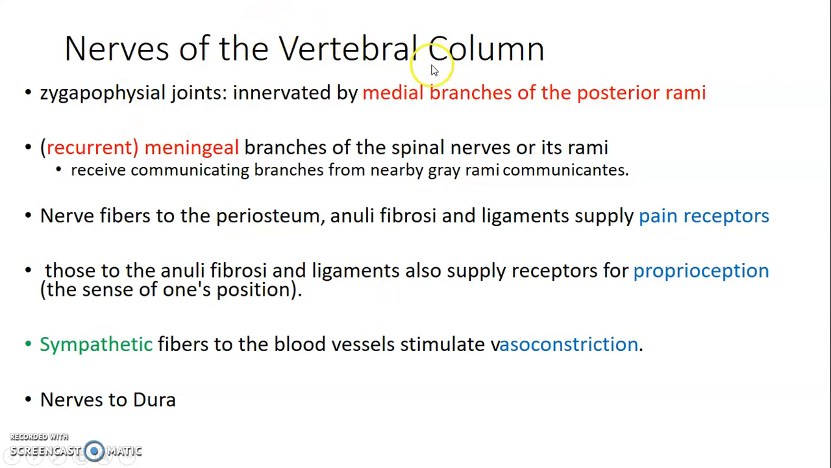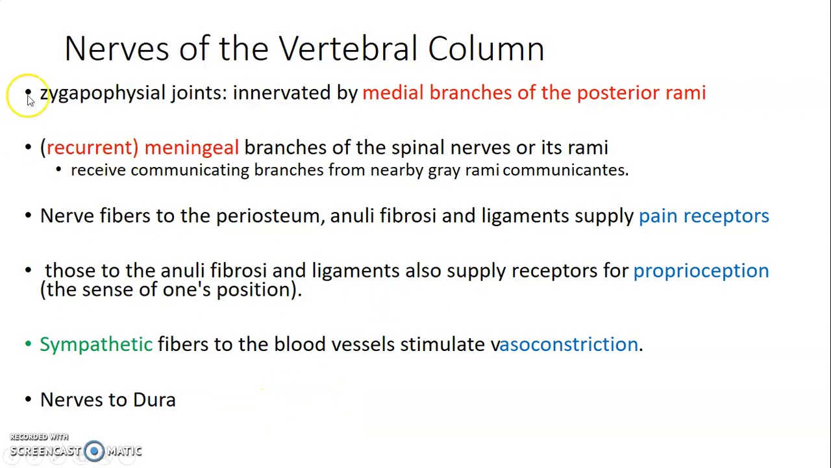The vertebral column is innervated by meningeal branches of the spinal nerves and their rami. So you have nerve fibers to the periosteum, to the annulus fibrosus, to the ligaments for pain and proprioception, and sympathetic fibers come in to innervate the blood vessels and stimulate vasoconstriction. Some nerves also go to the dura. So the vertebral column, every aspect is innervated.